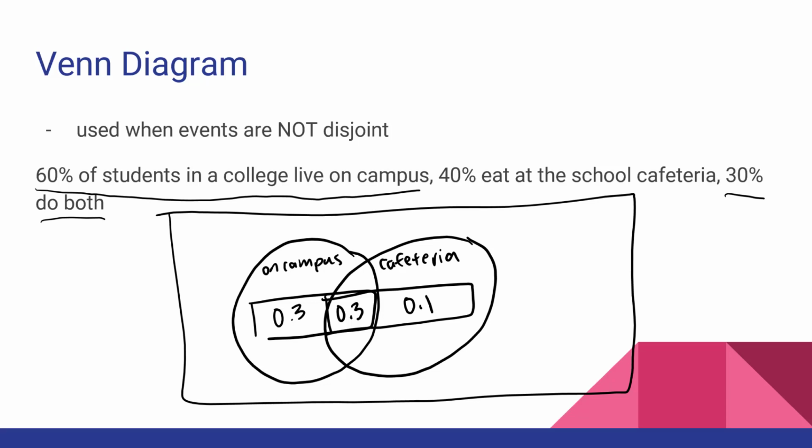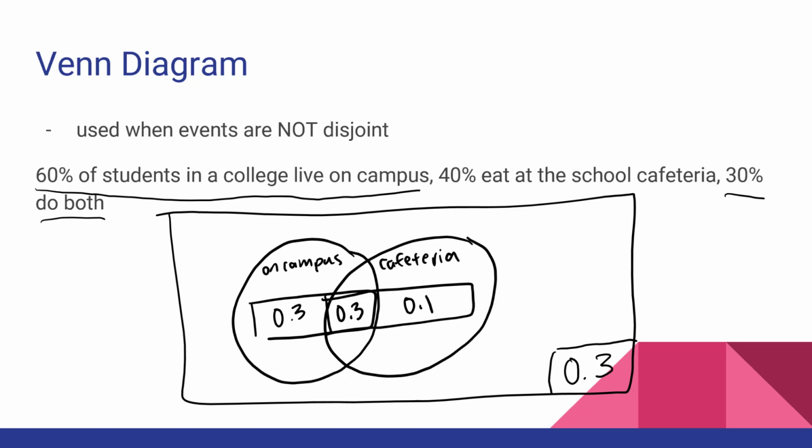campus. So what's left outside in our sample space for students that do not live on campus and do not eat at the school cafeteria? This is easy to calculate now because we have all of our numbers listed out here. Out of 100%, this many students either live on campus or eat at the school cafeteria or both. So we just have to subtract this number from 100% to find our remaining students that are outside in the sample space. So we have 0.3 plus 0.3 plus 0.1, which is 0.7. So that leaves 30% of students who do not live on campus and do not eat at the school cafeteria.